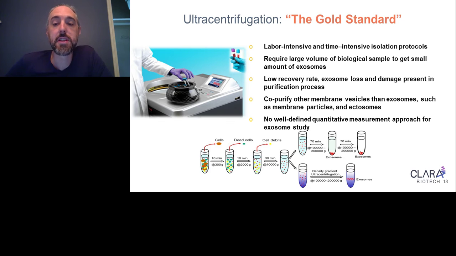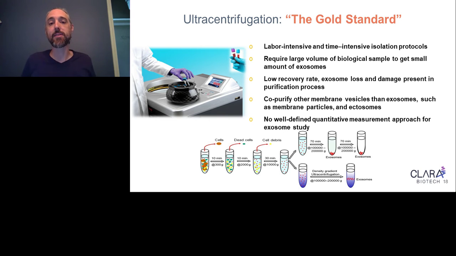Ultracentrifugation, also known as the gold standard, is, as we mentioned, labor intensive, time consuming, and it has a number of challenges. Reproducibility and repeatability is difficult. We know that the loss rate of exosomes in this process is high because over a 12 to 24-hour period, or even less, you start getting degradation of the exosomes.